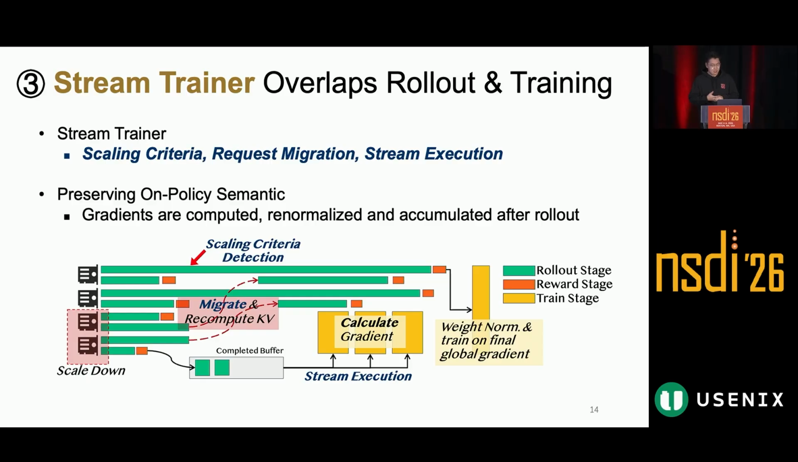In this case, they asynchronously fetch the completed responses, compute their gradients, and buffer them. To keep the on-policy semantics, no model update is incurred during this time. And after the rollout stage finishes, the stream trainer collects all the computed gradients, renormalizes them based on the response count, and triggers a synchronous weight update for the next step. This method is mathematically equivalent to standard on-policy training.